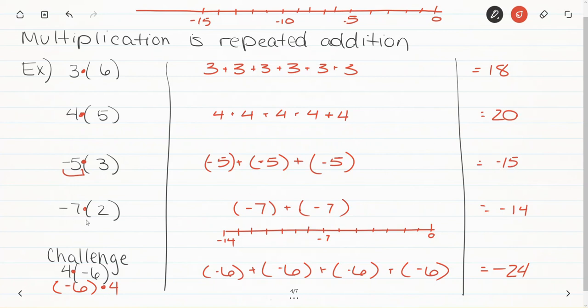Same thing with this one. I have a negative personality and a positive personality. If you put a negative and a positive person together, they may not get along. So that's why they have a negative relationship.